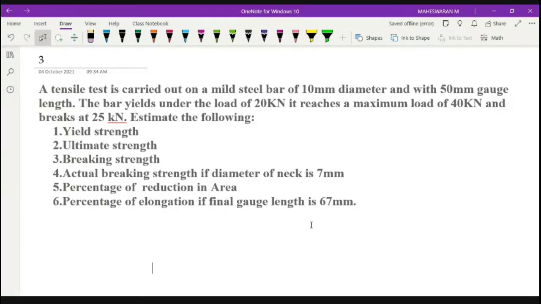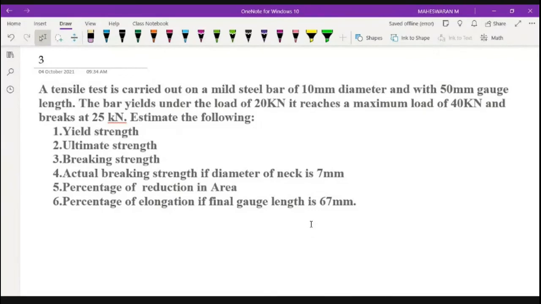The bar yields under a load of 20 kilonewton, right? Which means that is my yield strength. And it reaches a maximum load of 40 kilonewton, and it breaks at 25 kilonewton. You may think, maximum load is 40 kilonewton, how does it break at 25 kilonewton? Because when you look at the stress strain diagram, there will be a maximum point and then it goes down. The down point is lesser strength. Since it has reached the maximum, you have lesser values afterwards.